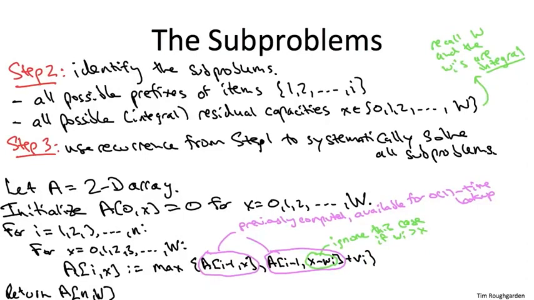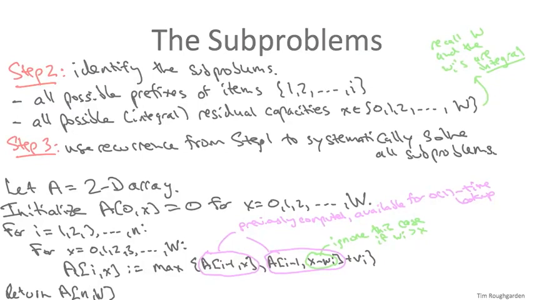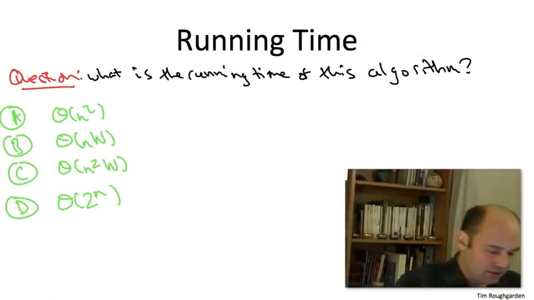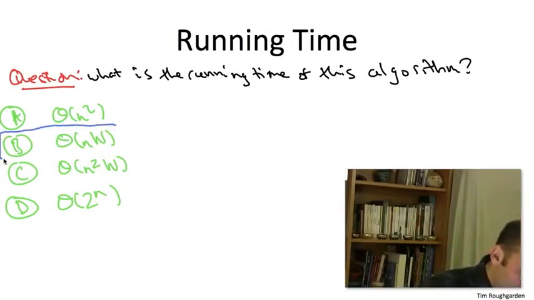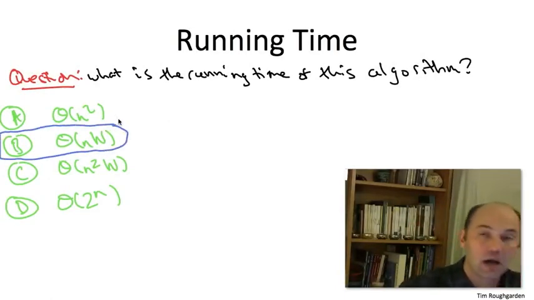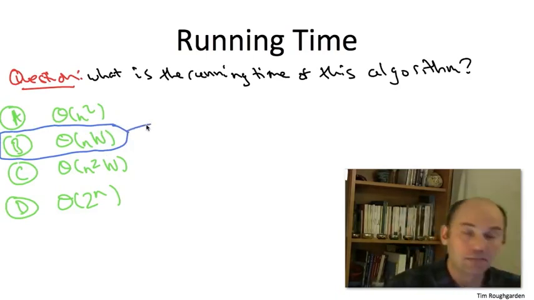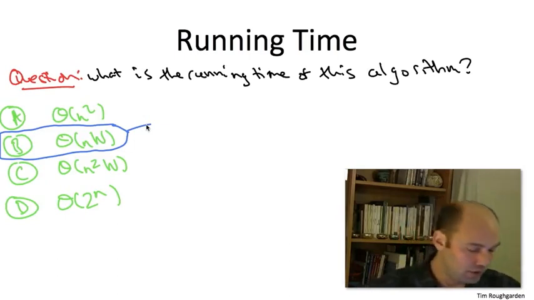Just to make sure this makes sense, in the next quiz, I want to ask you to analyze the running time of this dynamic programming algorithm. All right, so the correct answer is the second one, and the running time analysis is as straightforward as it was for the max weight independent set problem. We just count up the number of subproblems and look at how much work we do in each.